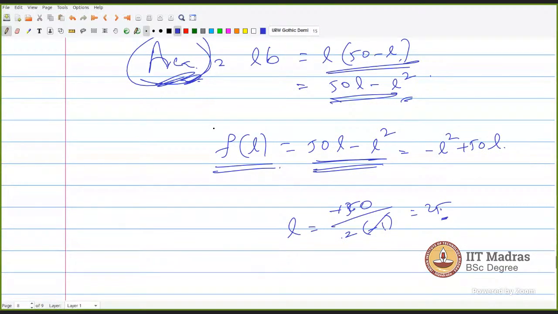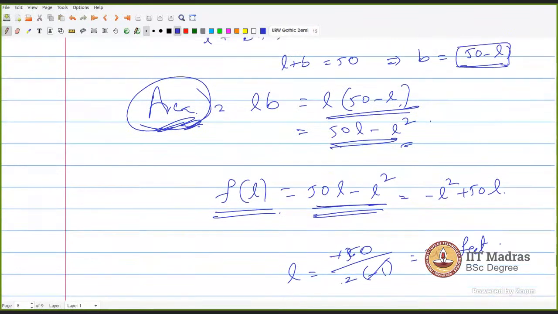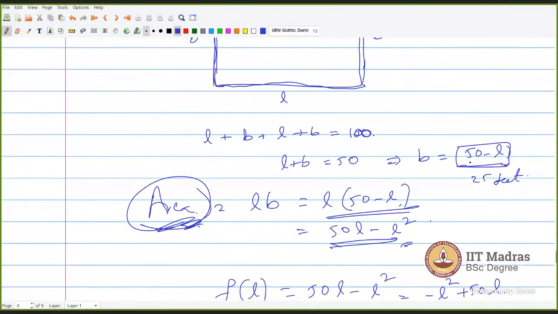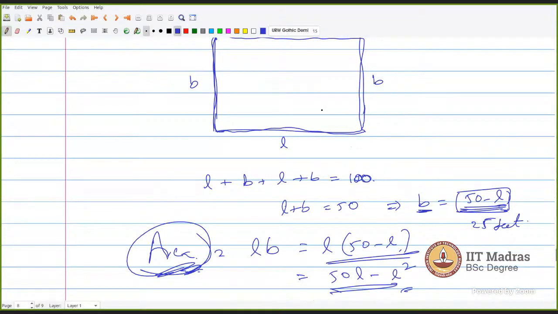Right? So if my length is 25, what will be my breadth? Breadth will also be 25 meters, since 50 minus L is the breadth. So this is 25, this is 25, this is 25, this is 25.